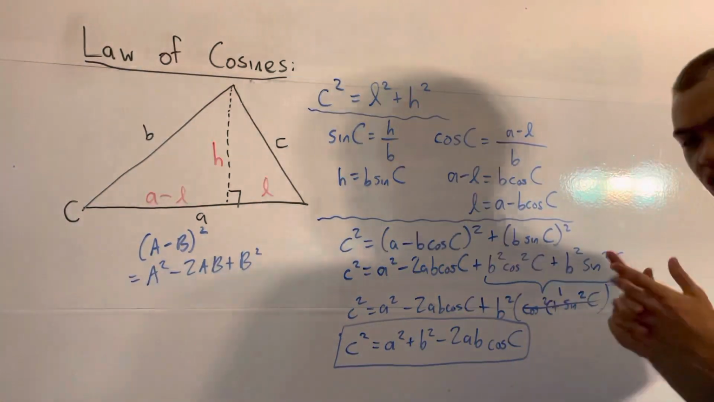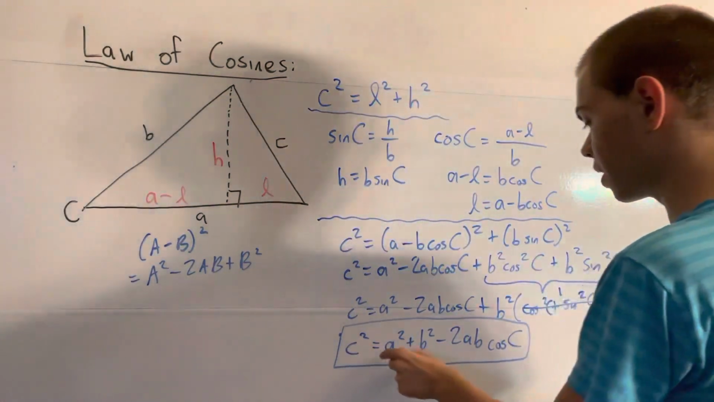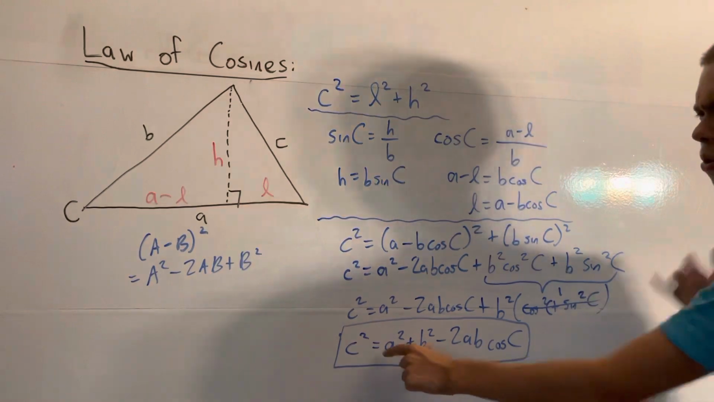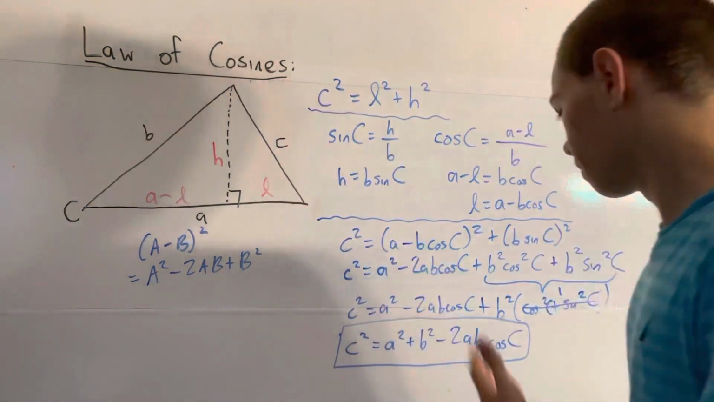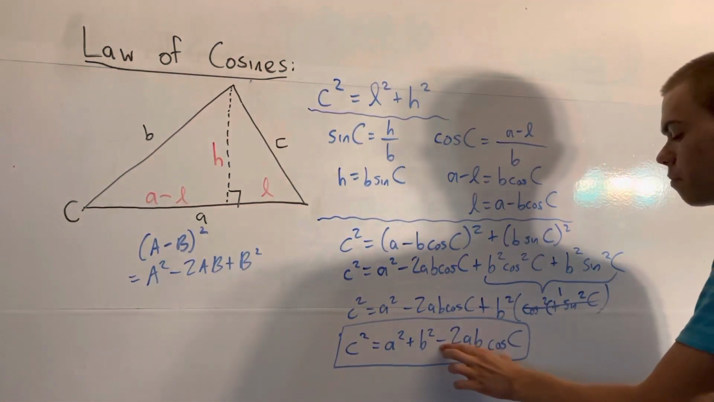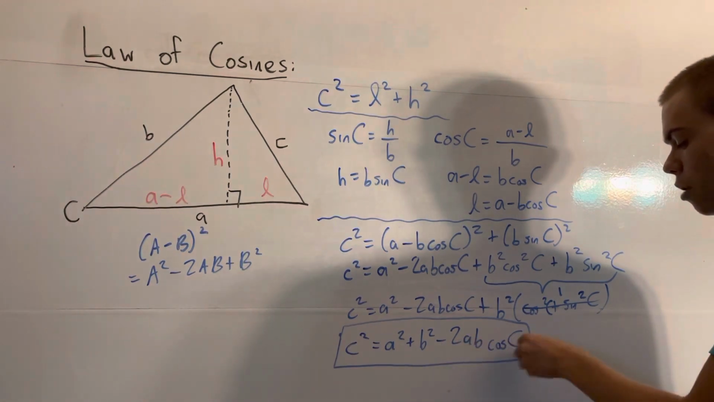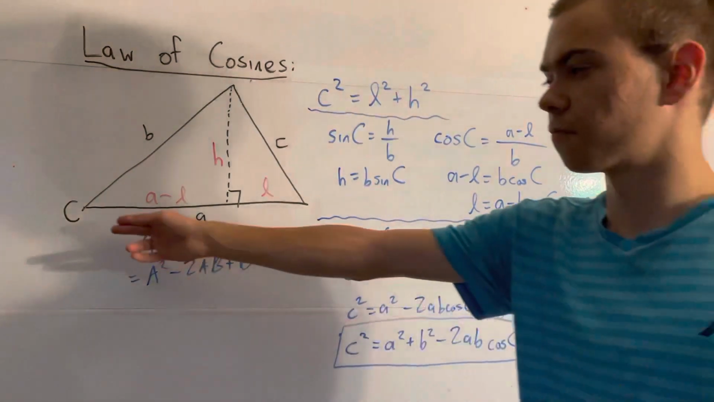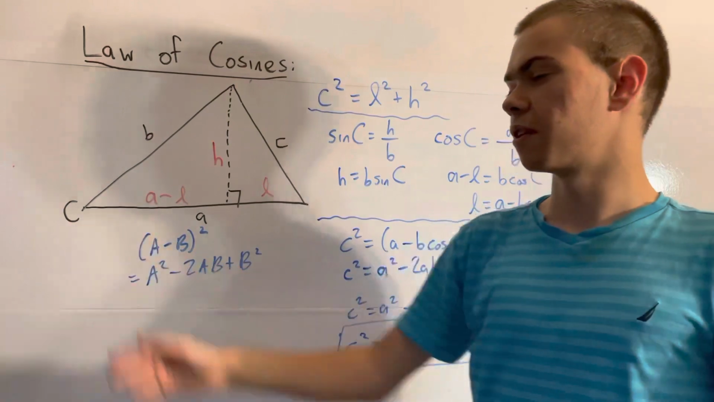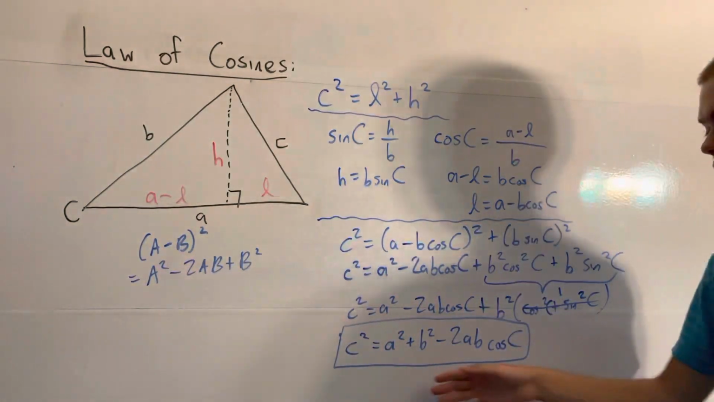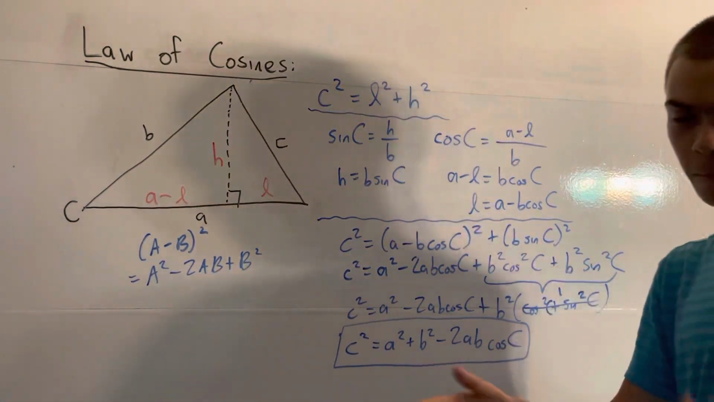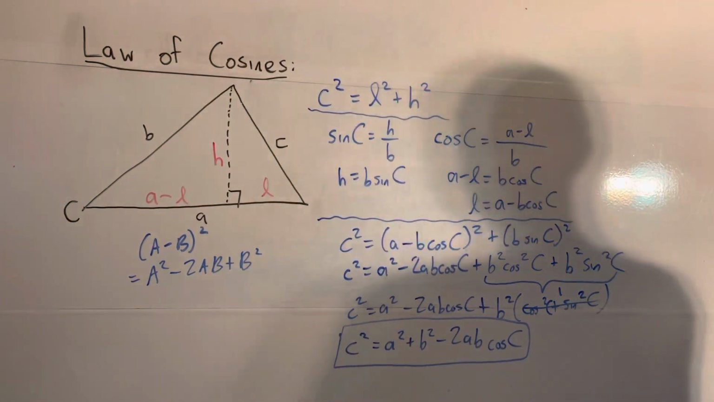Now, it's interesting because notice how C squared equals A squared plus B squared looks really similar to the Pythagorean theorem, except it has one addition to it. It has the part where the angle is accounted for because it's not a right triangle. So it turns out this right here would be like the Pythagorean theorem for any triangle. And that's pretty much it.